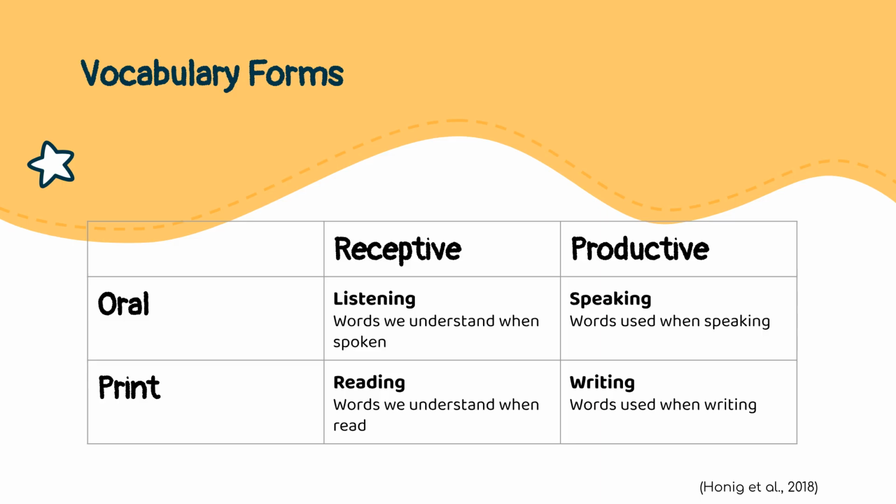There are many different forms of vocabulary, and they fall into multiple different categories. So, the first two categories are oral and print. Oral vocabulary, you're talking about listening, the words you understand when they're spoken, and speaking, the words you use when you're speaking. And then print vocabulary, which is reading, which are words that we understand when we read, and then writing, which is words used when writing.